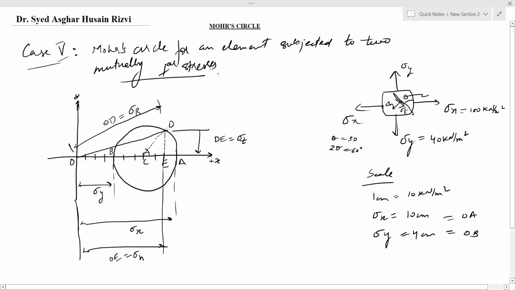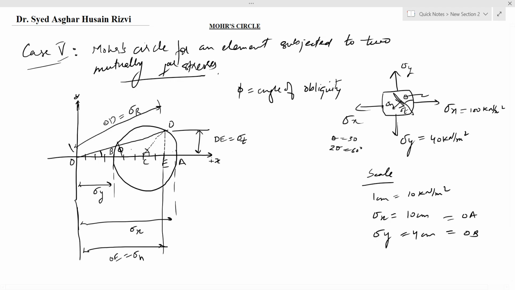These values will all be measured through scale, and we will measure this angle through protractor, and this is phi. Phi is the angle of obliquity. If the question asks you to find out the angle of obliquity, you will use protractor and you can find out the value of phi. This is case 5: how to solve a numerical on Mohr circle for an element subjected to two mutually perpendicular stresses.